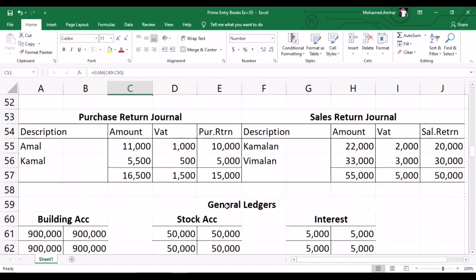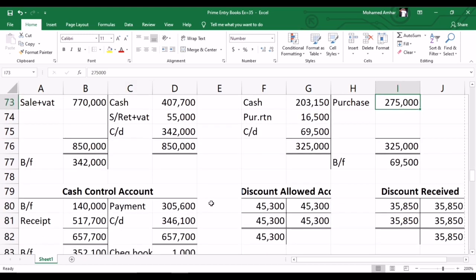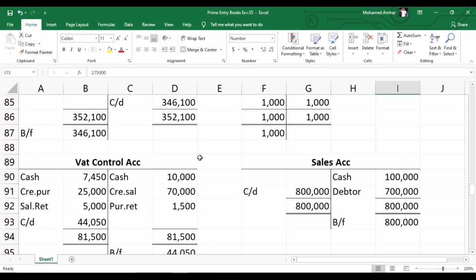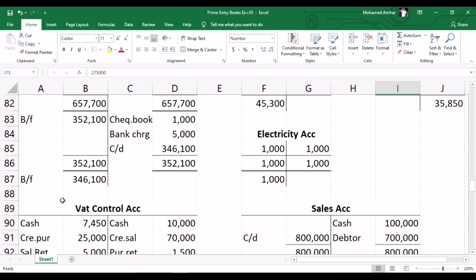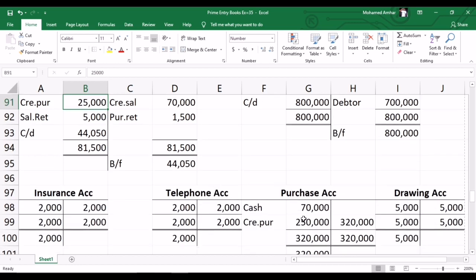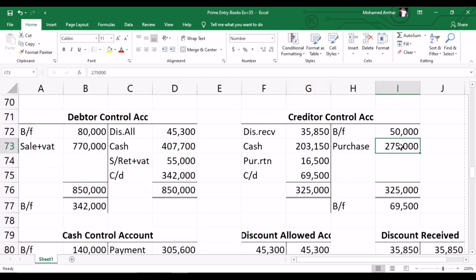Okay, if you check the creditors control account, here it is credited. The VAT account and purchase account would have been debited. See, VAT account 25, and purchase account, here purchase 250 debited. So 250 plus 25 is 275, and 275 is already credited in the creditors control account.